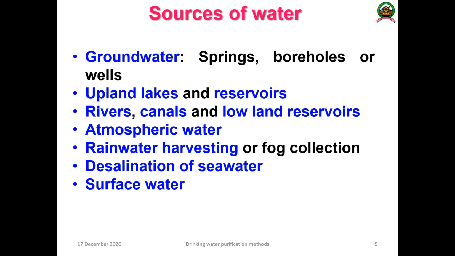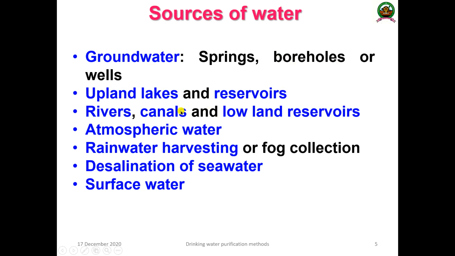You have already studied the major sources of water. The major sources of water are surface water and groundwater. The groundwater comes from springs, wells and bore wells. There are also lakes and reservoirs, and the surface water such as rivers, canals and lowland reservoirs.